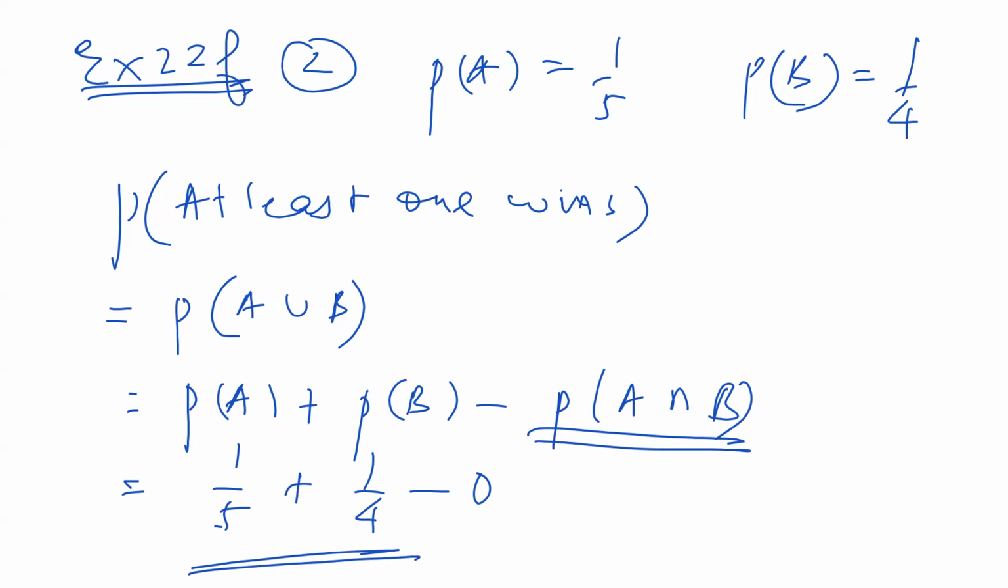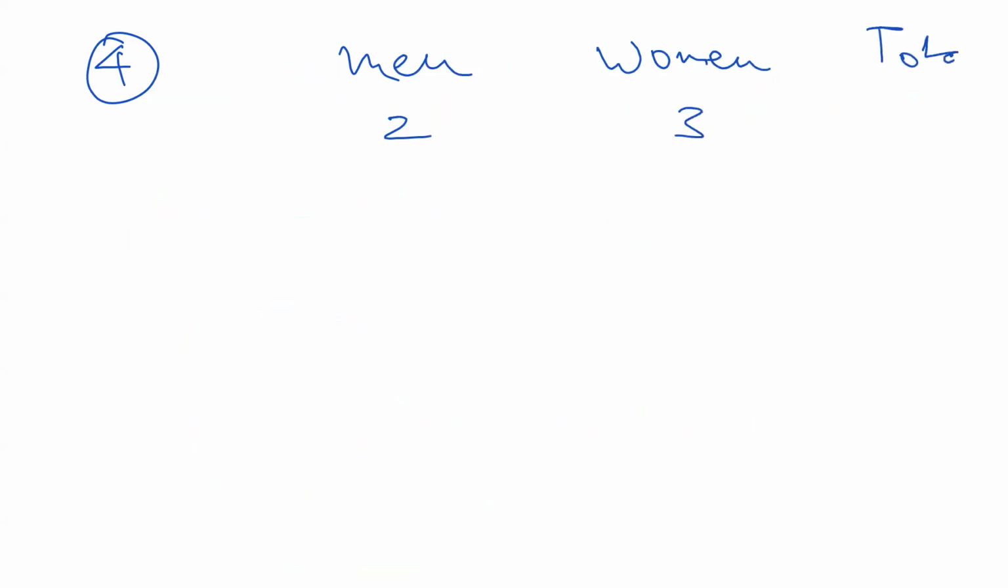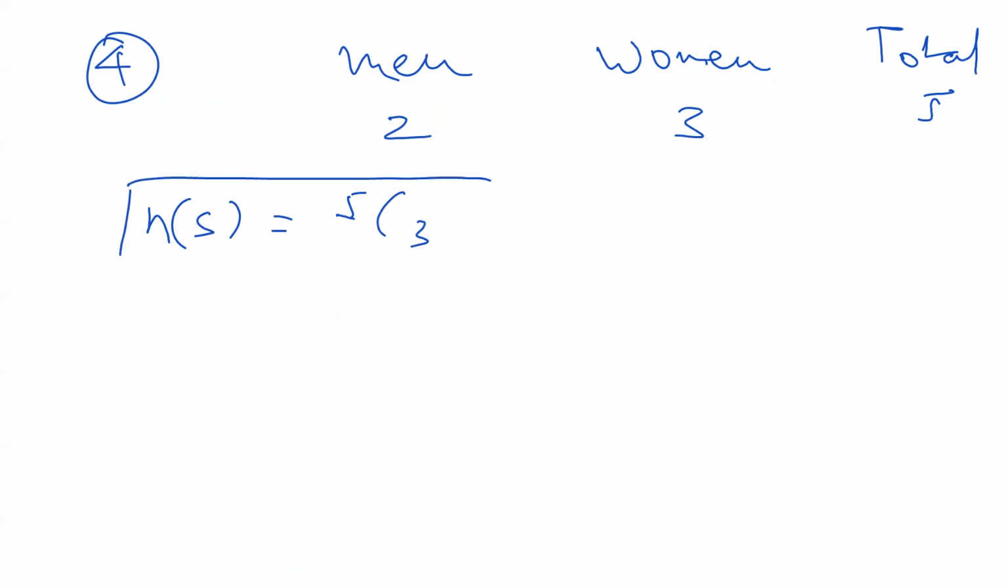Okay, question number 4. There is a group of 2 men and 3 women. So men 2, women 3. The total is 5. Okay, 3 persons are selected at random from the group. So n of S is equal to 5C3. 3 out of 5 are selected. Okay, what is asked? One man and two women, or two men and one woman is selected.